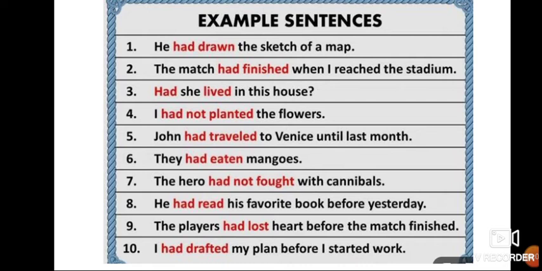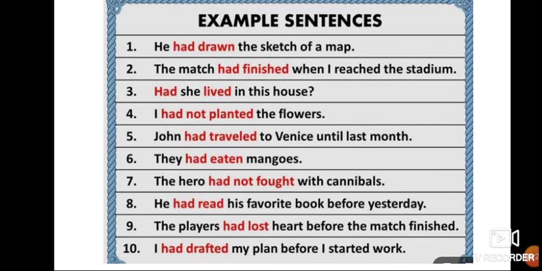Children, here are some example sentences for you. He had drawn the sketch of a map. The match had finished when I reached the stadium. Had she lived in this house? I had not planted the flowers. John had traveled to Venice until last month.